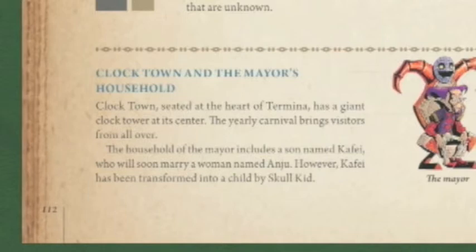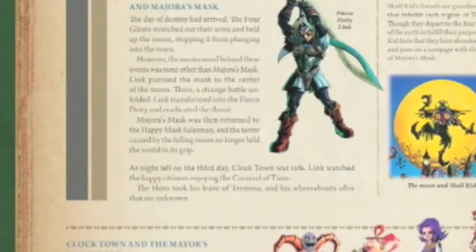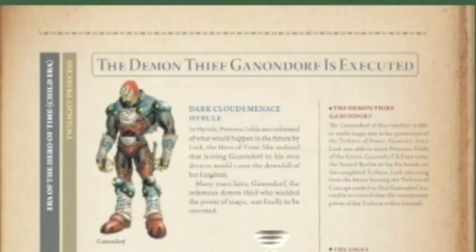Clock Town, seated at the heart of Termina, has a giant clock tower at its center. The yearly carnival brings visitors from all over. The household of the mayor includes a son named Kafei, who will soon marry a woman named Anju. However, Kafei has been transformed into a child by the Skull Kid. Oh man, ain't that lame.